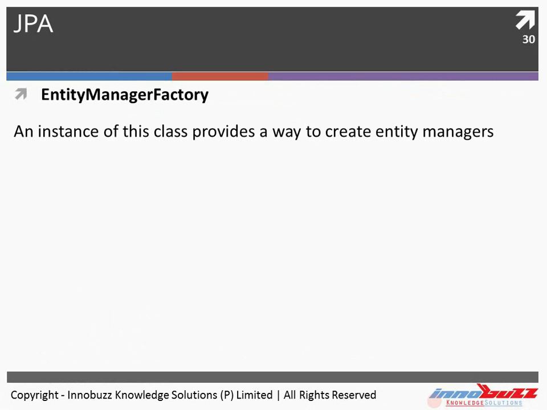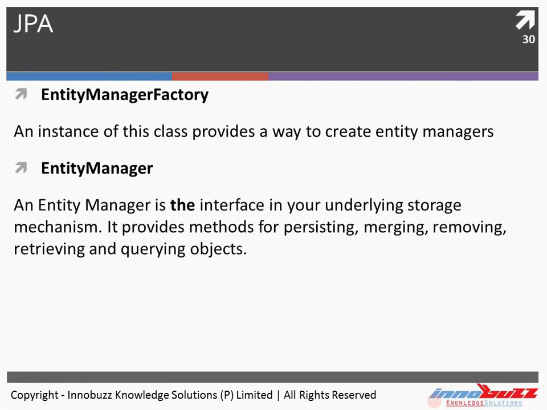Entity Manager Factory. An instance of this class provides a way to create an Entity Manager, which is required for persistence to work. Entity Manager is the interface to your underlying storage mechanism. It provides methods for persisting, merging, removing, retrieving, and querying objects. There are many API methods in the Entity Manager interface you can go through, and it is also very useful to use those when we work in a JPA environment.